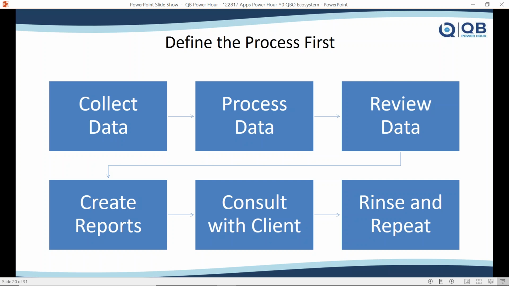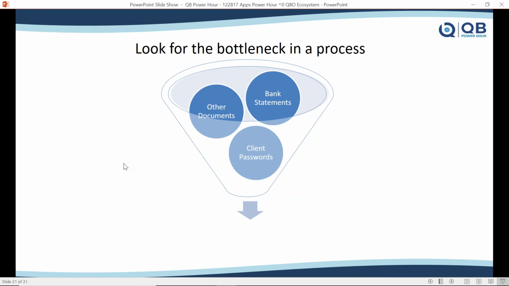So I made this super simple. This process we're looking at here is our review process, right, for our clients. We collect our data from our clients, we process their data in QuickBooks, we review it, we create reports, and then we consult with them, and then we rinse and repeat the next month, right? So that's the process. If we wanted to streamline this, the first thing we need to do is look for the bottleneck. Where is the bottleneck in that process?